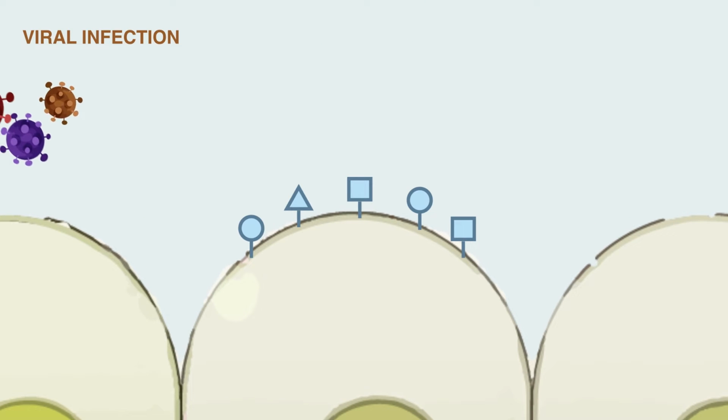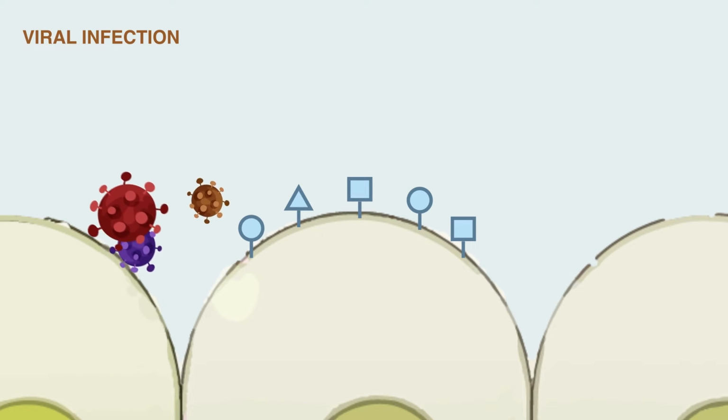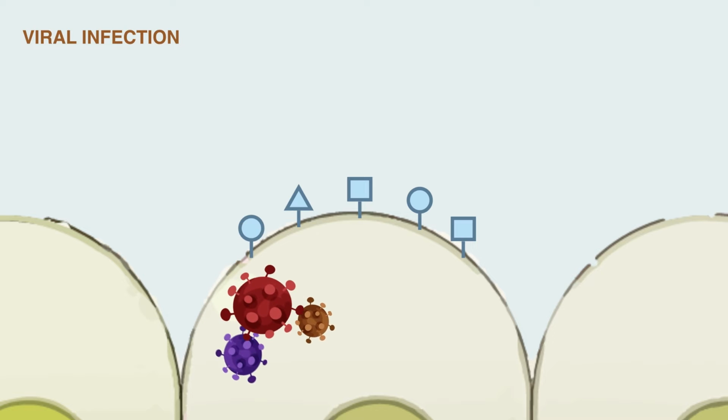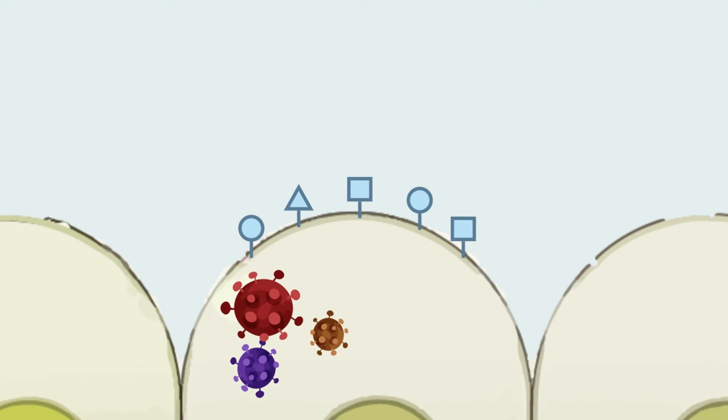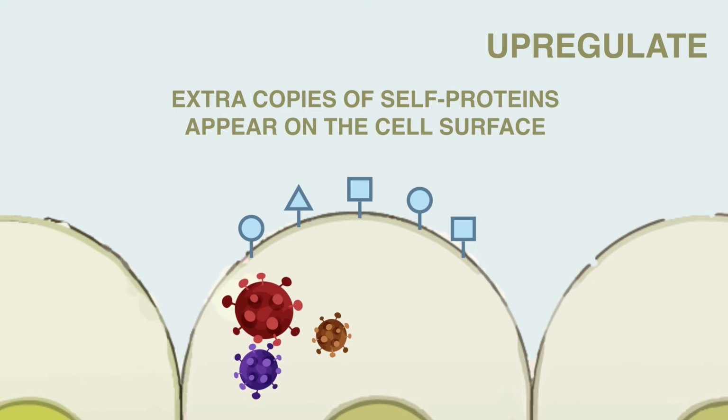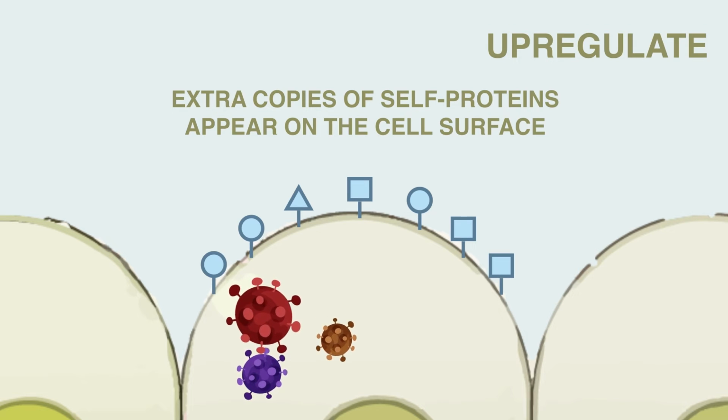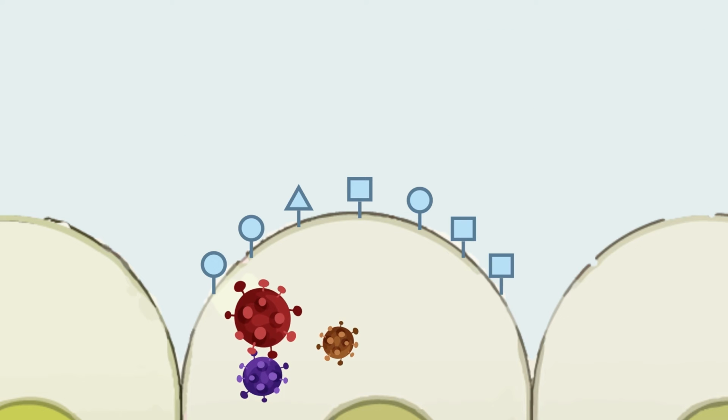Let's look at an example of this in the case of viral infection. When viruses infect cells, they can alter the proteins displayed on the surface of the cells. Different viruses may upregulate or downregulate the cell surface expression of different self proteins depending on which cells they can infect.